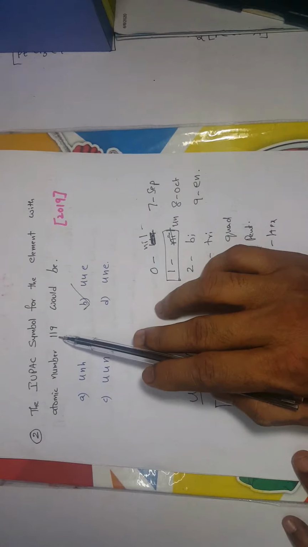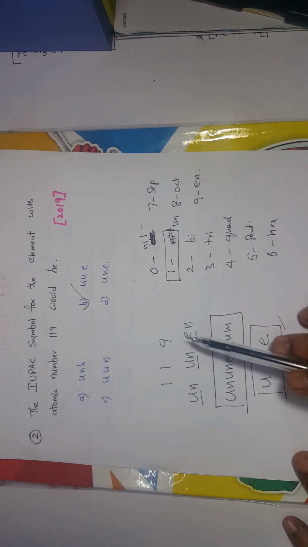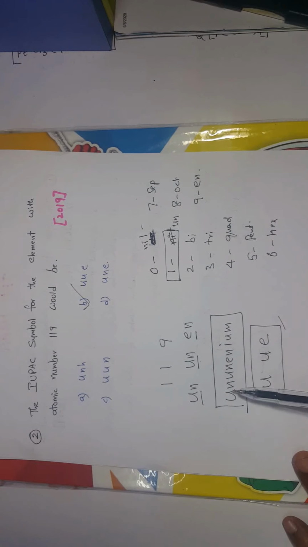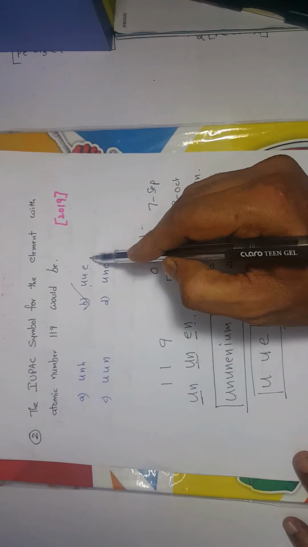So here they have given 119. 1 is un, another 1 is un, 9 is enn. So Ununennium is the atom name. But for the symbol, we take the starting letters, U, U and E. So E is the symbol for the atom.